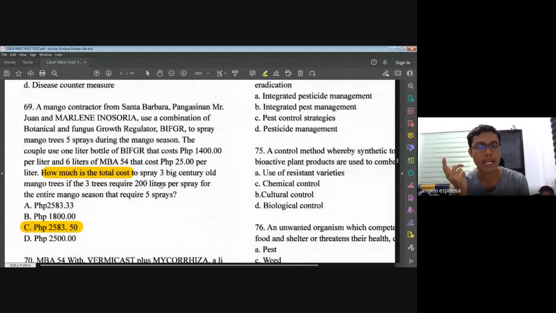Yung kanina, BIFGR ang cost na yon. That is 1,400 per liter, right? Now sa MBA 54 naman, ang cost is 25 pesos per liter. Tapos merong 6 liters na recommendation. Okay? 6 liters and divide natin sa 200 liters. Okay? And that will give you, times natin sa 333.35 liters and that will give you 250.0125.